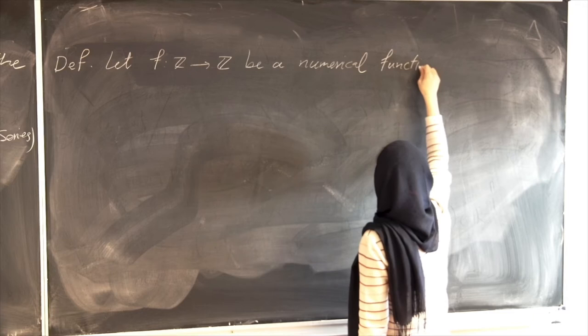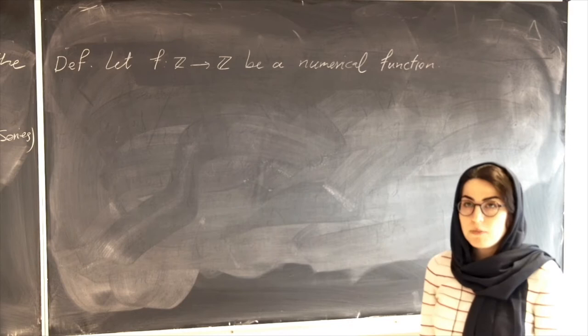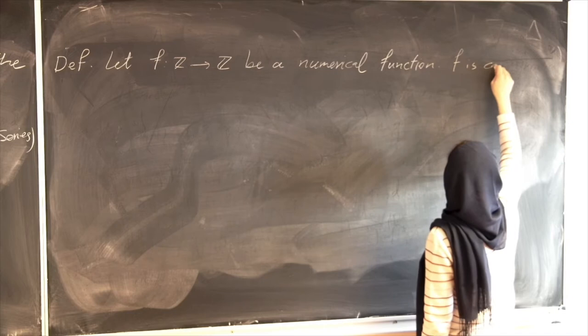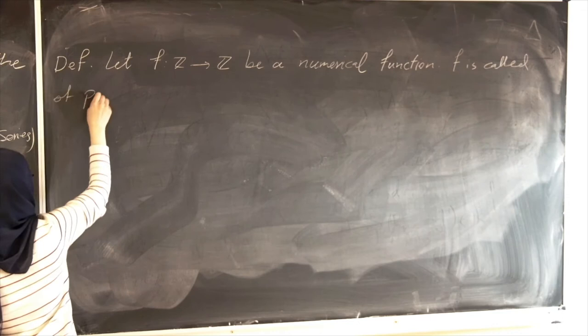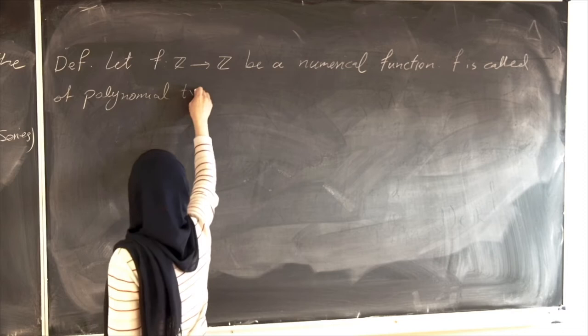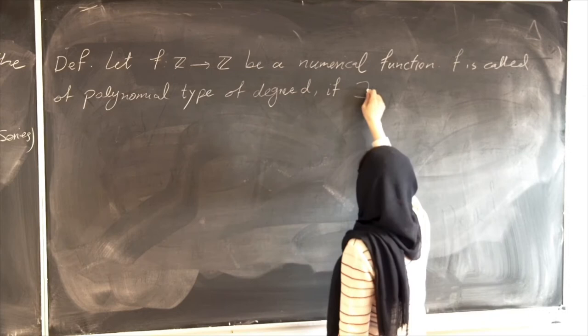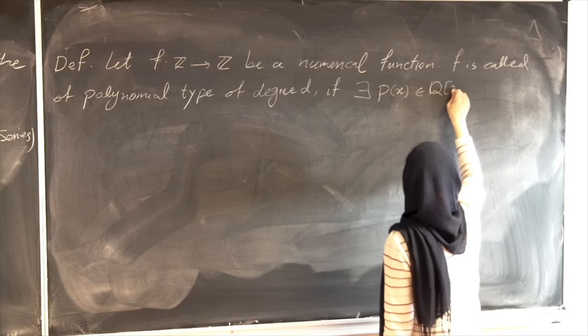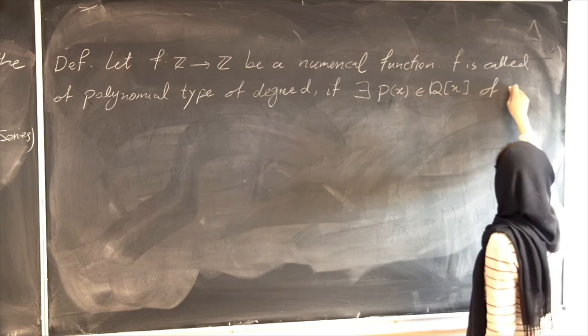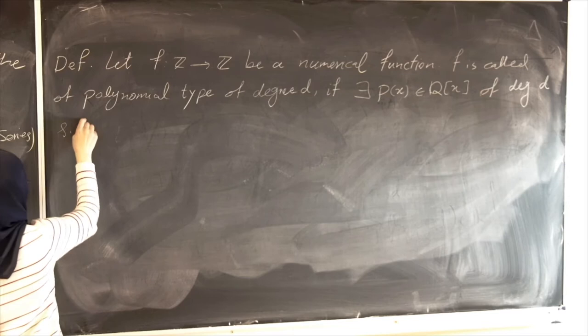We say that f is called of polynomial type of degree d if there exists a polynomial, say P(x), with rational coefficients, and this should be of degree d, such that for large n, f(n) coincides with P(n).